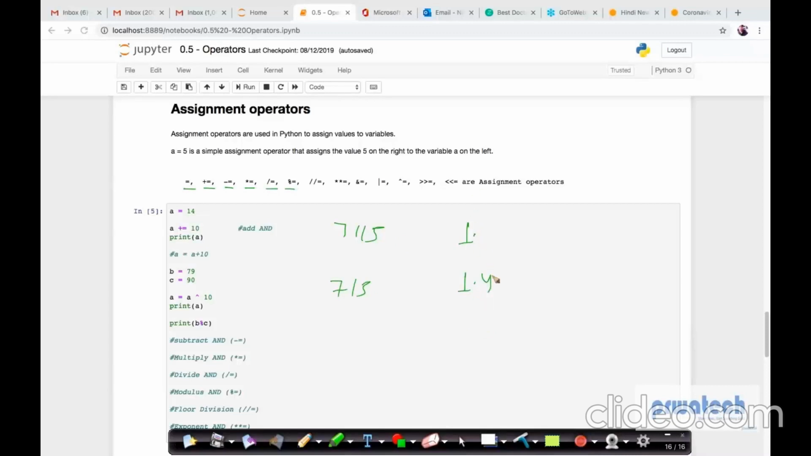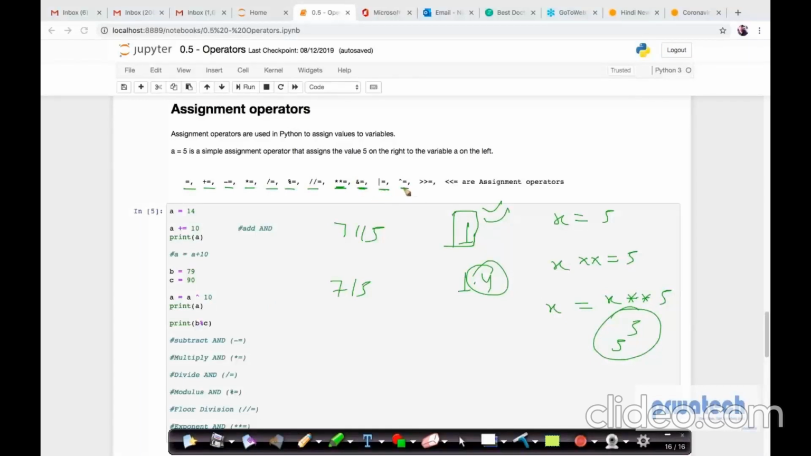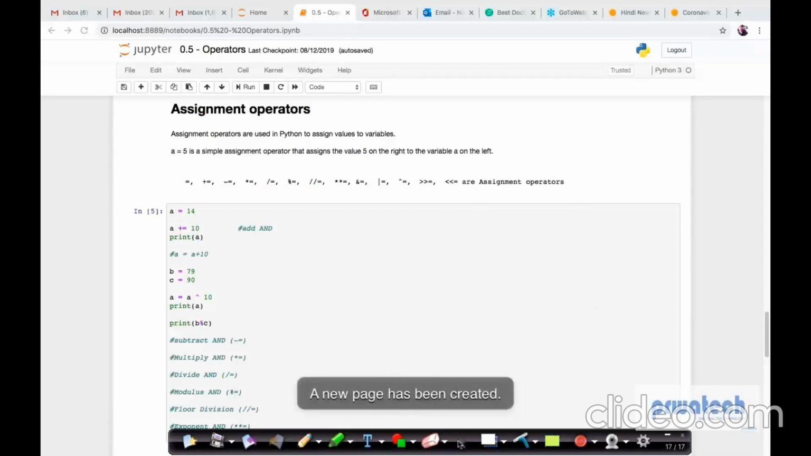And this is giving me just 1. This 0.4 will be ignored, so this will give me just 1. We know this also. This is exponent equal to. Like I said, x is equal to 5, and I said x exponent is equal to 5, or I can even say x is equal to x in exponent of 5, which means 5 to the power 5. AND operator, OR operator, XOR operator, right shifting equal to, left shifting equal to. So I think you can use this and see.